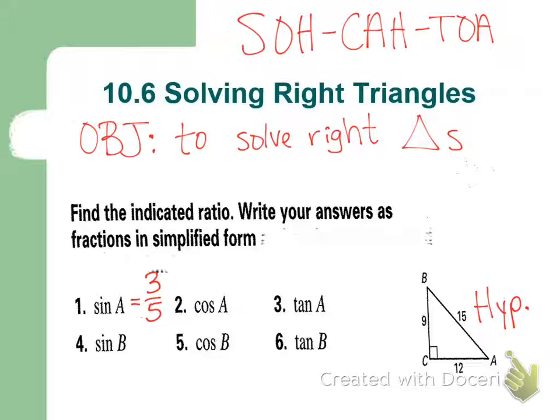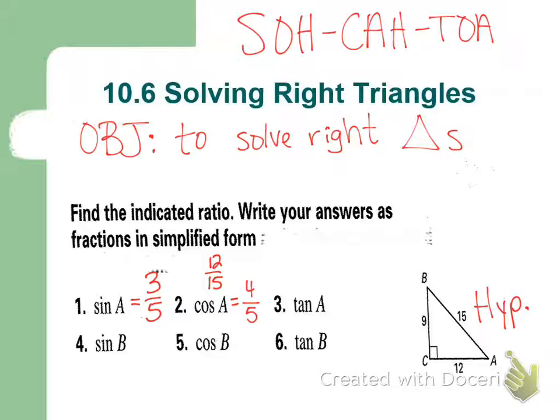Jakeem, redemption on number 2? Yeah. 12 over 15, good. Cosine, C, tells us to use adjacent over hypotenuse. The adjacent side to angle A would be 12. The hypotenuse is still 15. That also reduces to be 4/5. Good. Divide them both by 3.